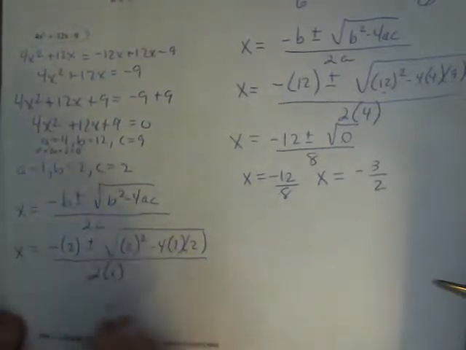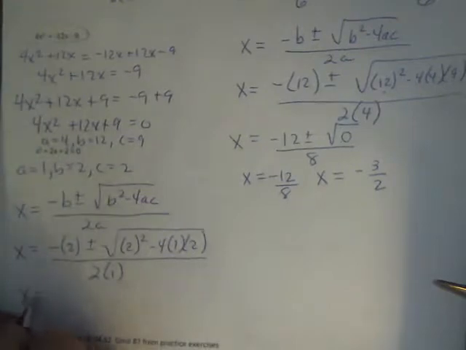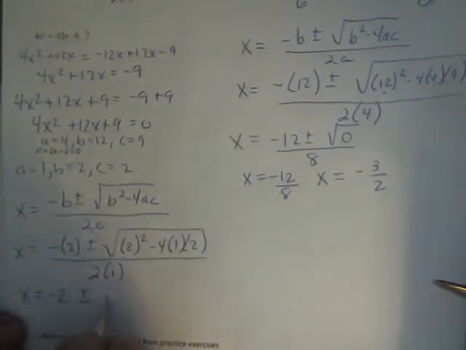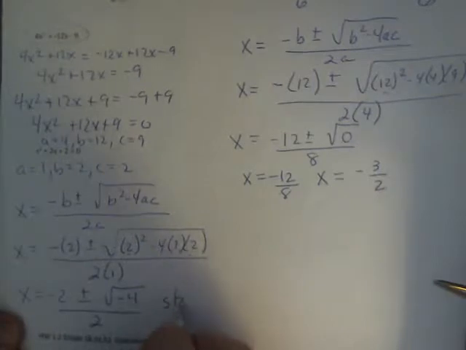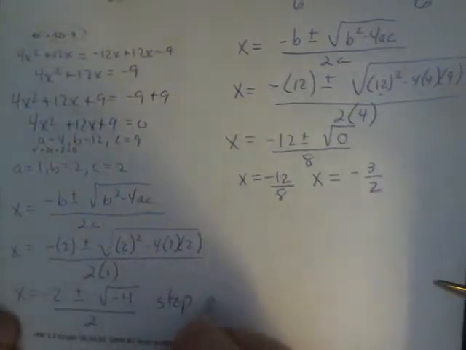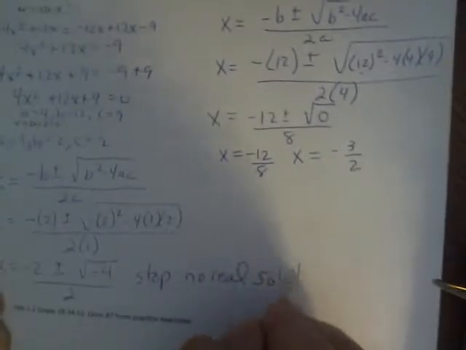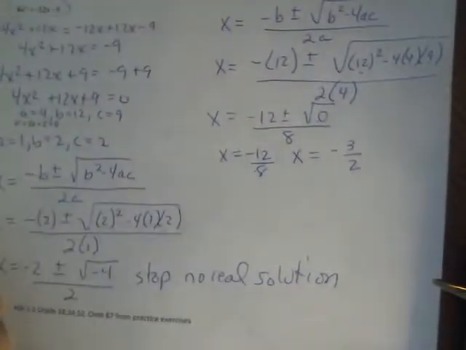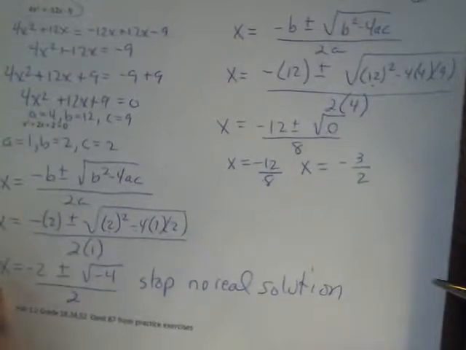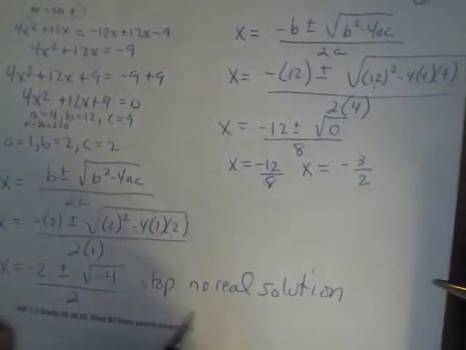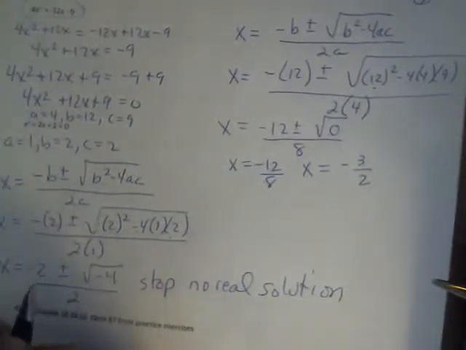Simplify in here, and what I end up with is, when I simplify this, that's 4 minus 8, which is negative 4. I can stop. There is no real solution because you have a negative under the square root. So at this point we will finish. Nothing else to do here.